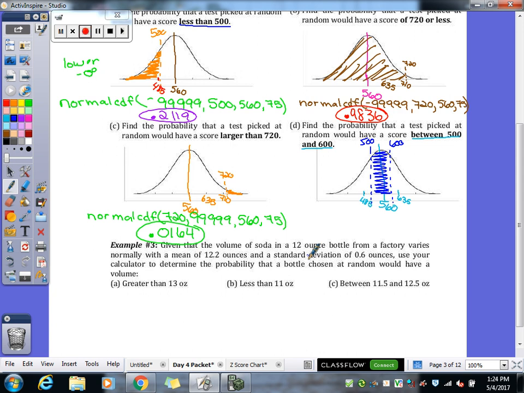Since they gave us two scores this time, we don't have to use the special upper bound, lower bound. So for our normal CDF, our lower bound is the 500. That's the lowest test score I'm looking for. What's the highest test score? 600. So that's our upper bound. And then the last two are the same: still mean of 560, standard deviation of 75. So go ahead and type that in. Anybody get an answer yet?